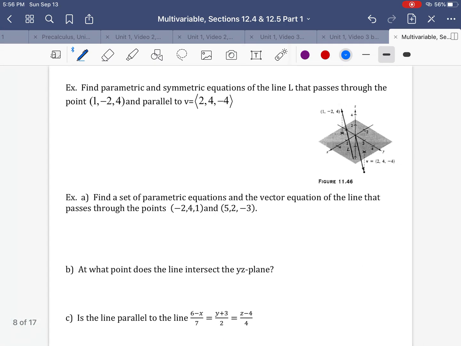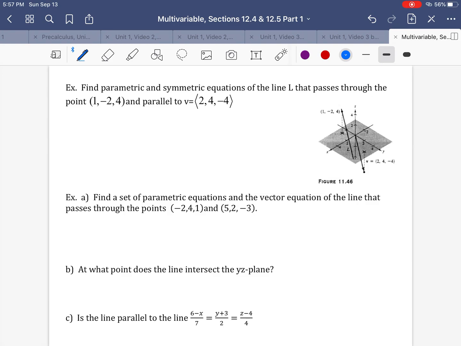All right, and so we're just going to do a couple last little things on here. Let's just do, let's see, we'll do this first example and then we'll be all done. So find the parametric and symmetric equations of the line that passes through this point and is parallel to the vector 2, 4, -4. So when something's parallel to something else, that means that's its direction. All right, so I could actually use 2, 4, -4, or I could use 1, 2, -2. I could use some other vector if I want. That's just telling me the direction to go.